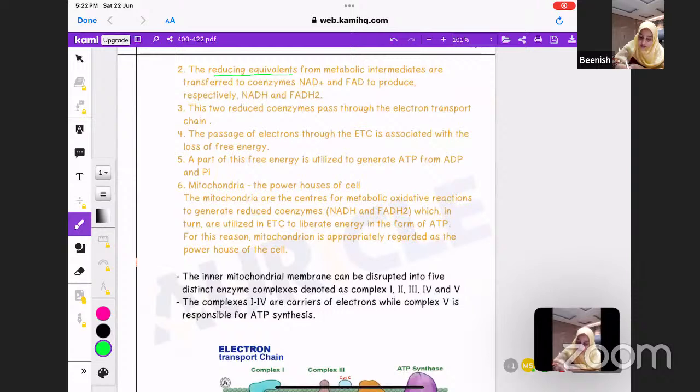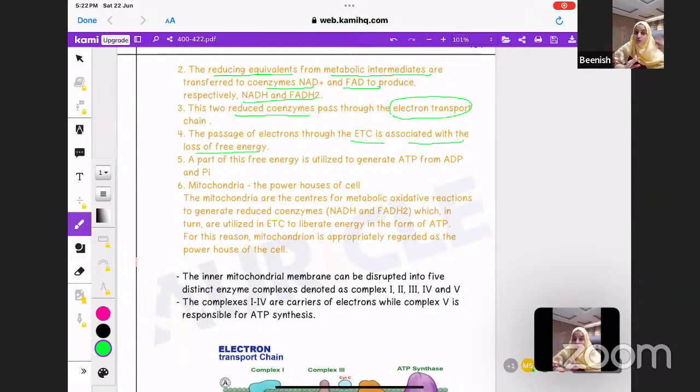See, it says here the reducing equivalents from metabolic intermediates are transferred to coenzymes NAD and FAD to produce NADH and FADH2. Like I explained, from acetyl-CoA reducing equivalents are going to be generated. Then these two reduced coenzymes, NADH and FADH2, pass through the electron transport chain. This passage of electrons is associated with loss of energy, so this is an exergonic process.